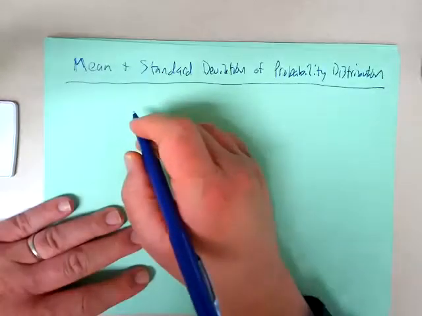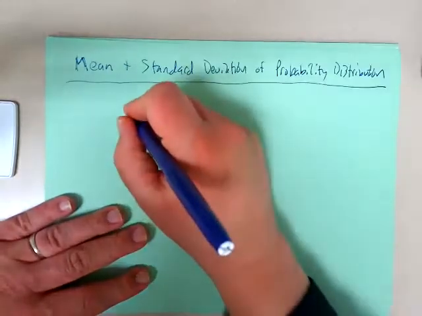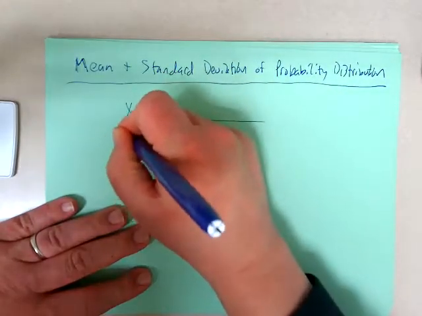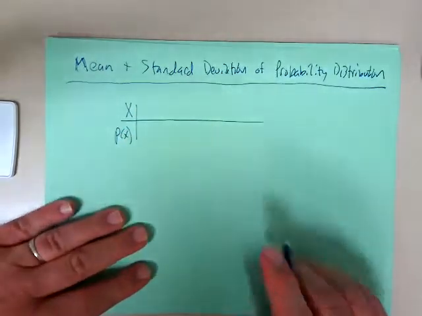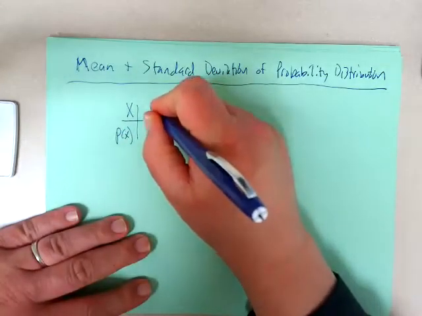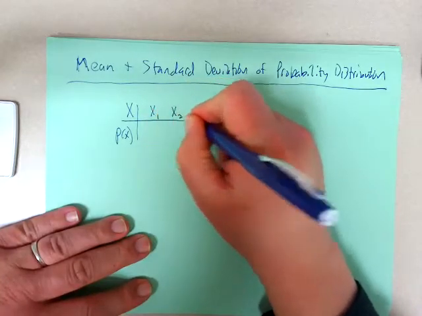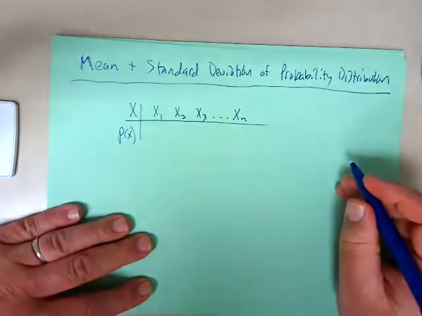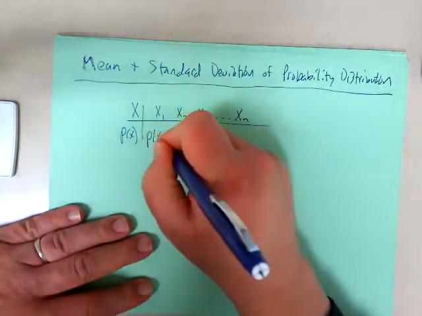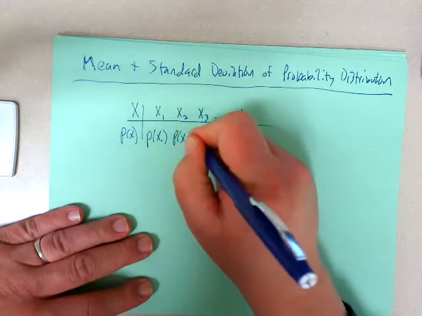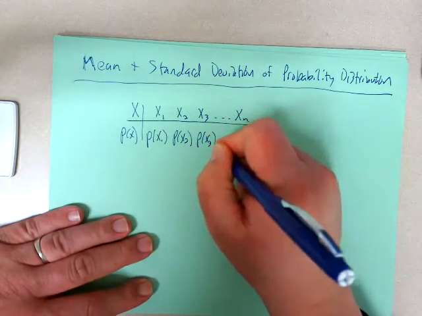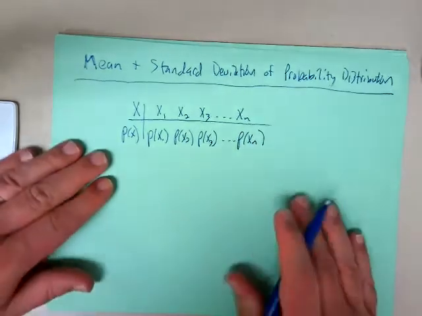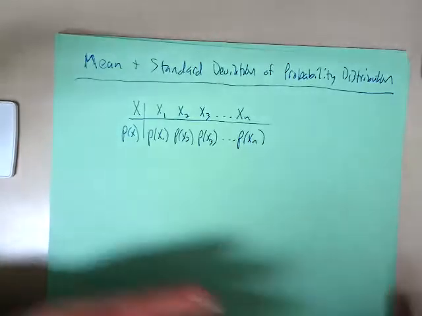So to show you this, I think the easiest way is by constructing this general probability distribution, where this is the first x value, the second x value, the third x value, on up to the nth x value. And then these are the corresponding probabilities for those values. This way I can show you the formulas, and then I'll give you an example that'll make it clear.